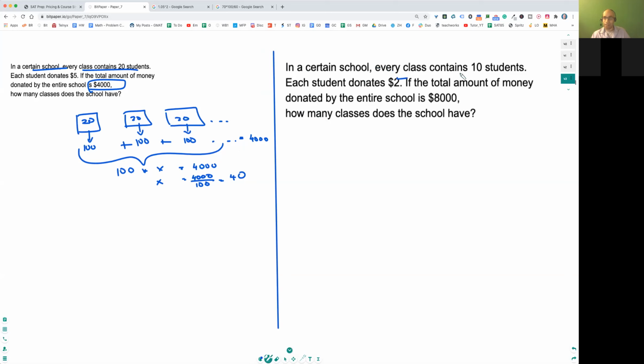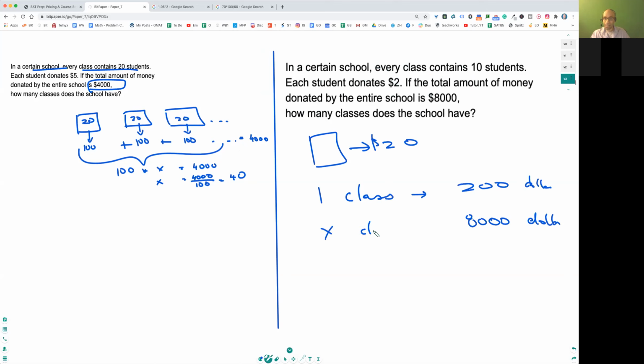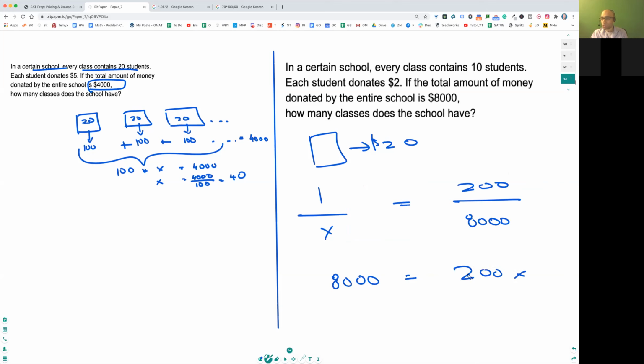So yes, every class contains 10 students, so one class donates 2 times 10, which is $20, right? And you're told, so one class donates $20, right? And so $8,000 is donated by how many classes? So that means X classes. And now just get rid of these units here, okay? So all you got is 1 over 20, and then put a line over here, equal to X over 8,000, and then just cross multiply. Same old trick, okay? Everybody's been using it for years. So there's no reason you should be shy about it.